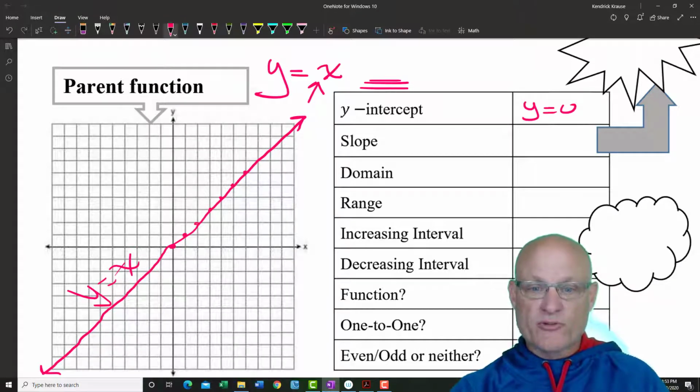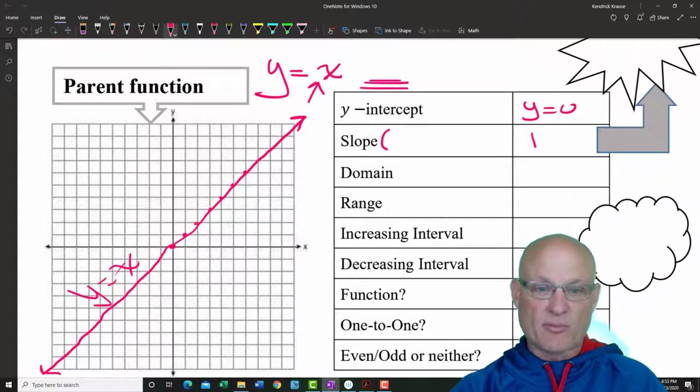What is its slope? The slope is 1. And again, for slope, we're going to call this rate of change. That's what goes in this box right here, the star. That's what the star is for, rate of change.